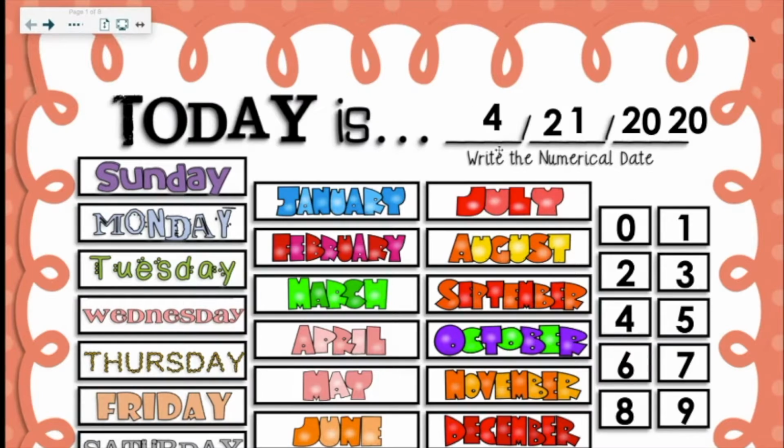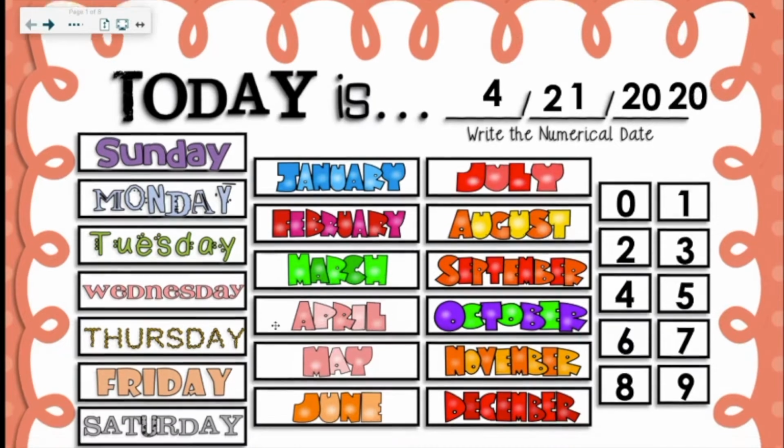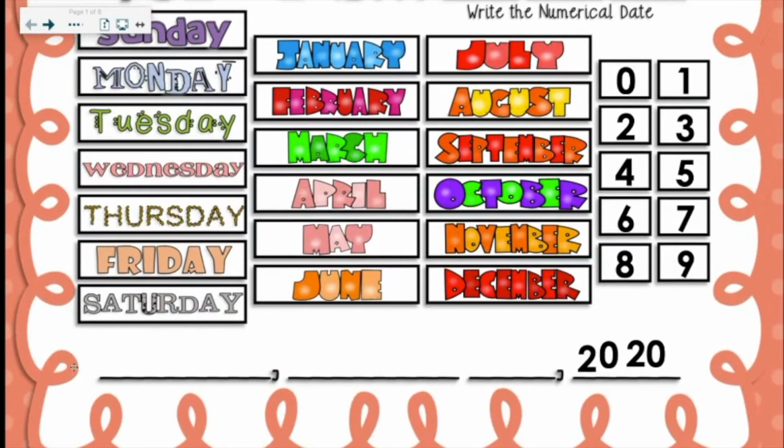So up at the top we have our numerical date. That is our date written only in numbers. So we have a 4 for April, the 4th month of our year, a 21 for the day of April we are on today, and the year 2020. So 4/21/2020. And now we're going to write our date with words.